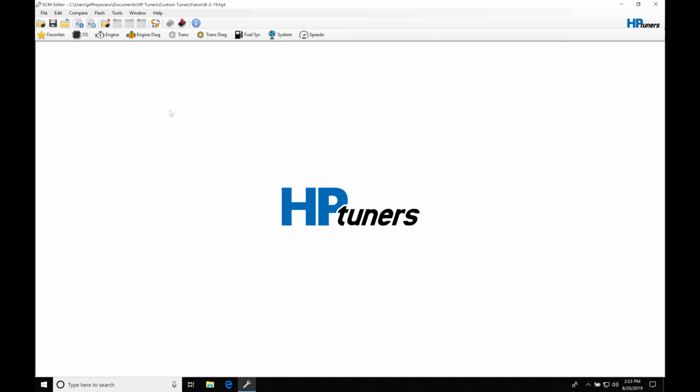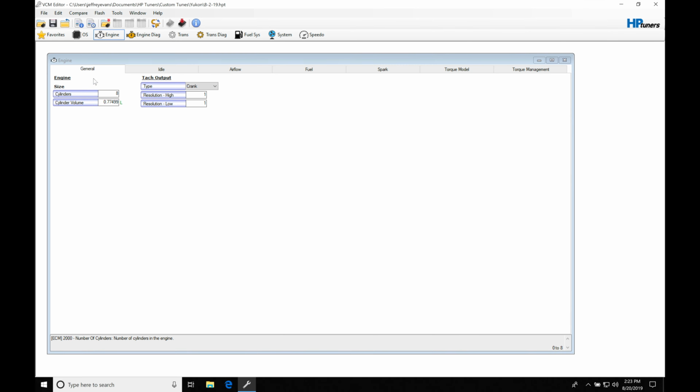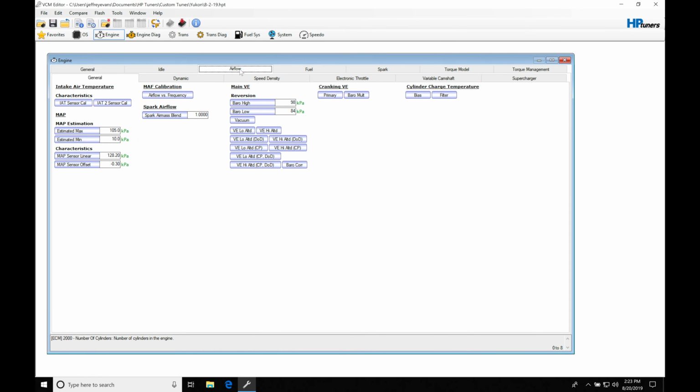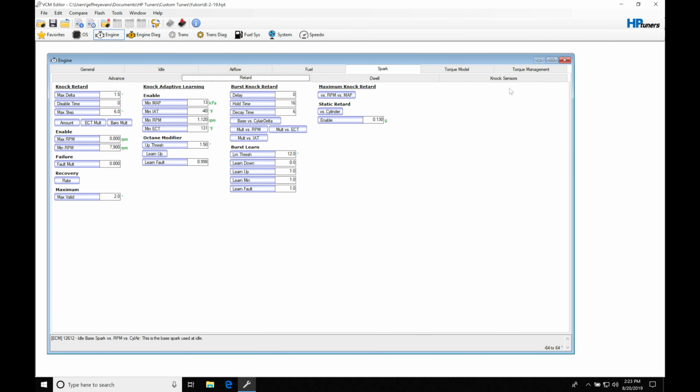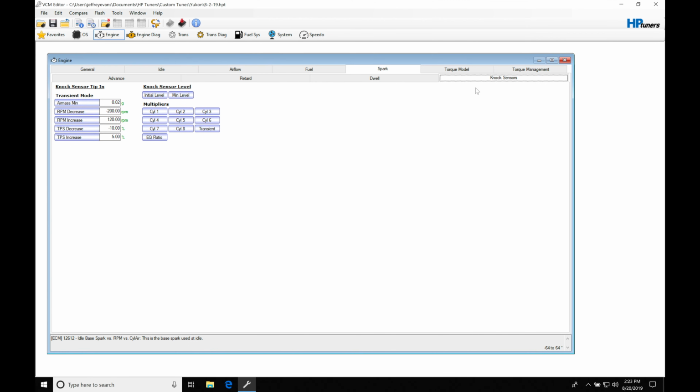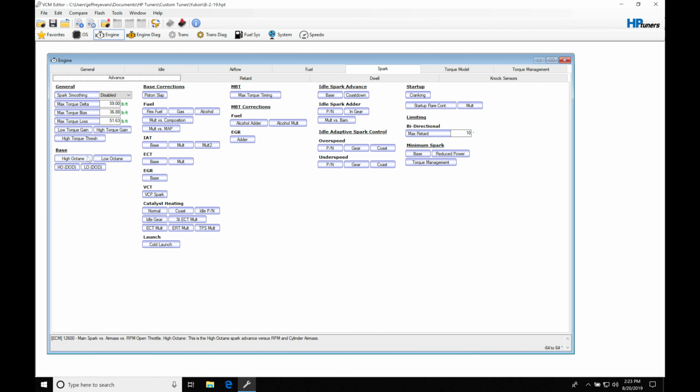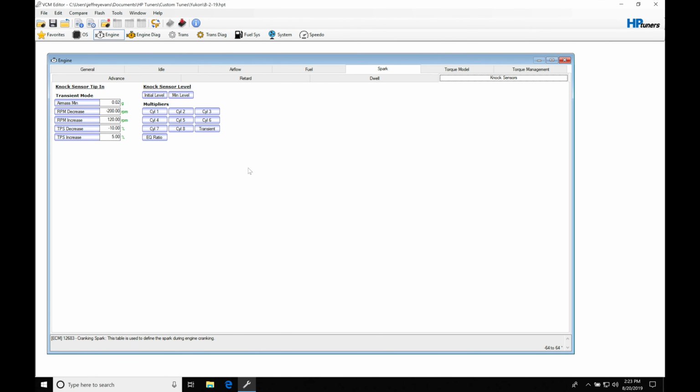So let's jump in here and take a look under engine. We're going to go across from general, idle, airflow, fuel, into spark. Now under spark, we have 4 subtabs. We have advance, retard, dwell, knock sensors. The two that we're going to be taking a look at and working with are going to be our retard table and our knock sensor table. So let's start here with our knock sensor calibration tables. We can talk about how this is going to work and how it's going to be interfacing so that we understand the retard tables and how they're going to be applied, as well as quickly going over here our high and low octane tables so we can just review that as well.